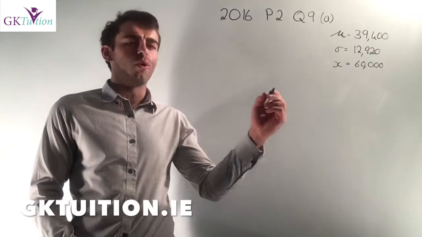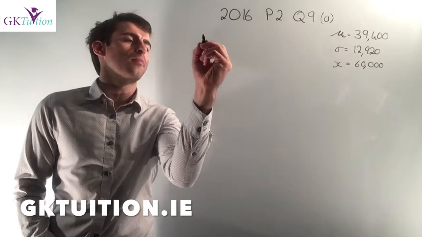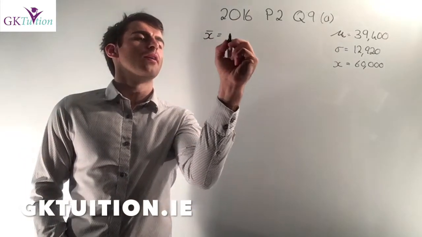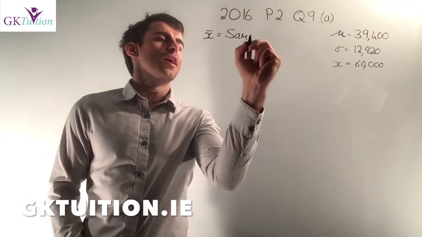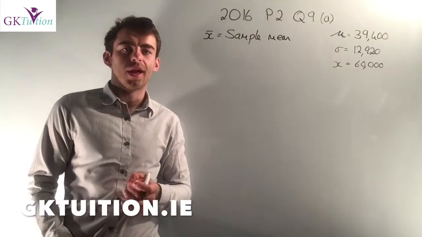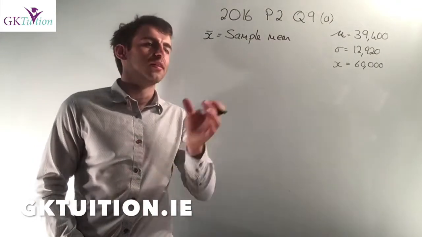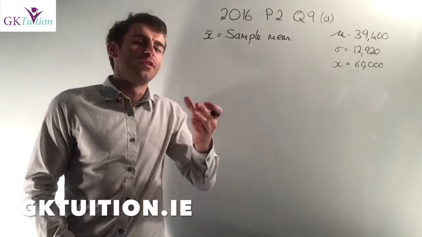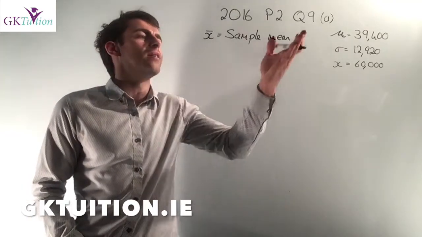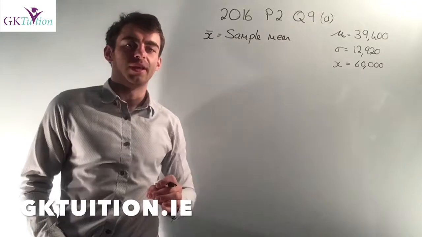So it's just very important here that you know that this is a mu as opposed to an x bar. So x bar is the sample mean. If I had surveyed 100 people and asked them what their annual income was and then got the mean of that, that would be a sample mean. If I did a survey and then that allowed me to come up with the mean of the people that I surveyed, that would be a sample mean.